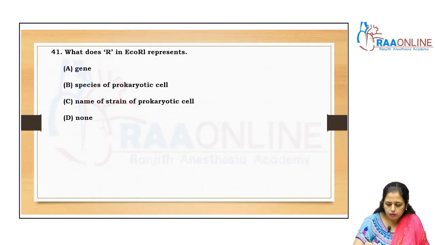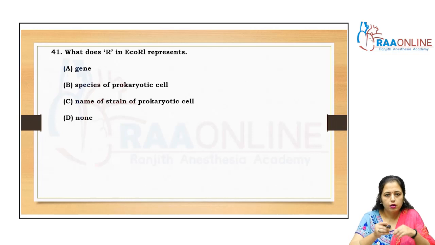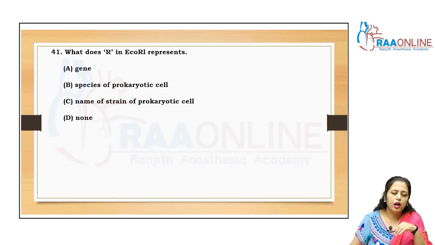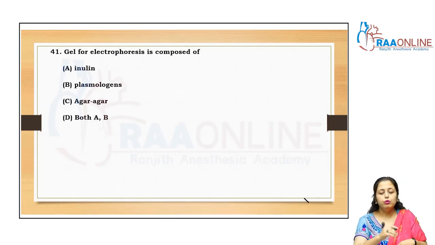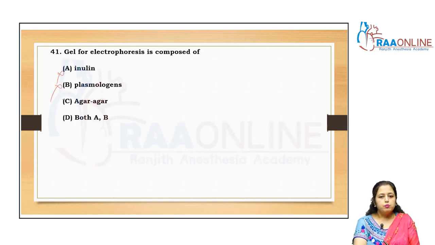Come to the next. That R in EcoR. Come to the next question: gel for electrophoresis is composed of, we know that the gel is agar-agar gel. So it is composed of agar-agar. So inulin is cancelled, plasmalogens cancelled, then agar-agar is the answer.